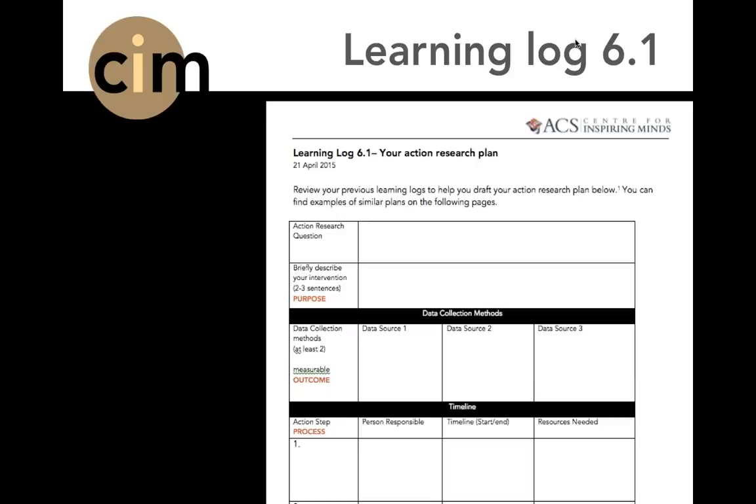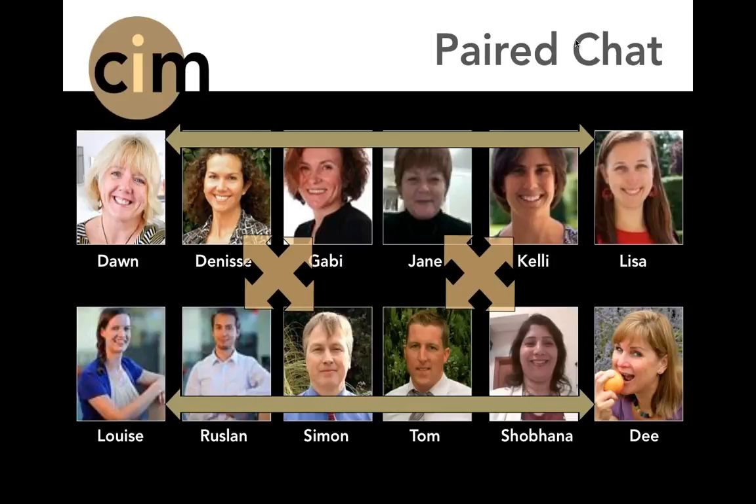All right, so back to Learning Log 6.1. We are going to use the paired chat function in GoToMeeting, and the only person who's not here so far is Simon, I believe. We weren't certain if Simon was going to join us, and it appears that he has not joined us yet. So in this paired chat, it will be Dawn and Kelly, Gabby and Ruslan, Jane and Shabana, Kelly and Tom, Dee and Louise, and Denise and Latifa.